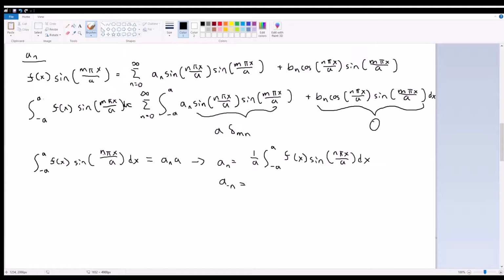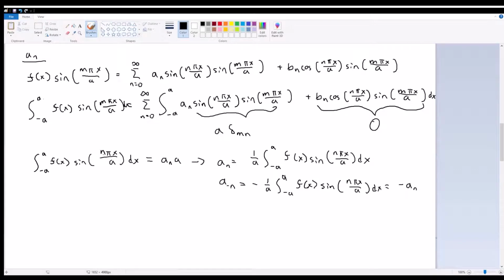Sine of negative x is basically equivalent to negative sine of x. So this is going to give us negative 1 over a times the integral from negative a to a of f of x sine of n pi x over a dx. So in other words, this is equal to negative an. So changing the index on n in sine will cause it to switch to a negative.